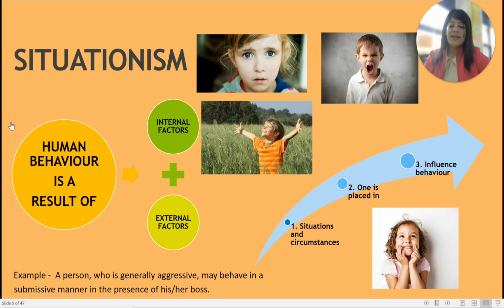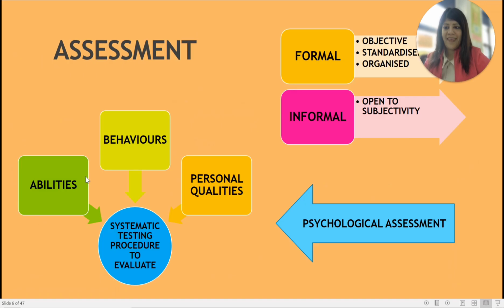An interesting example is listed here. For example, if there's a person who is absolutely aggressive, but in front of an authority figure, he may act in a very submissive manner, because he knows that his aggressiveness will not be acceptable. So that is situationism here.